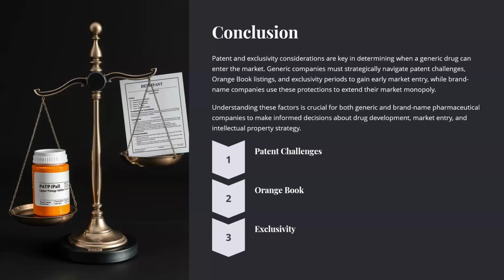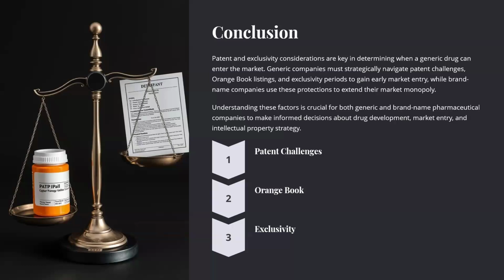So this is the conclusion of what patent and exclusivity is. After this, we will talk about a case study which will explain this better. So, patent and exclusivity considerations are key in determining whether a generic drug can enter the market. Of course, without patent, you cannot enter the market. Generic companies must strategically navigate patent challenges, Orange Book listings, and exclusivity periods to gain early market entry, while brand name companies use these protections to extend their market monopoly. Understanding these factors is crucial for both generic and brand name pharmaceutical companies to make informed decisions about drug development, market entry, and intellectual property strategy.